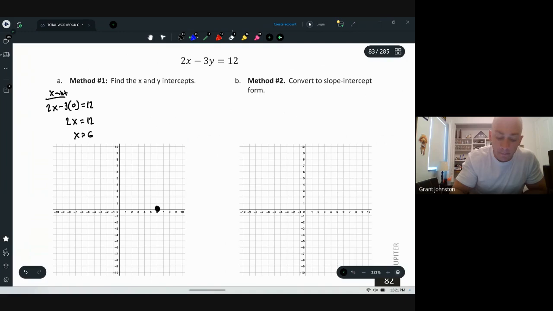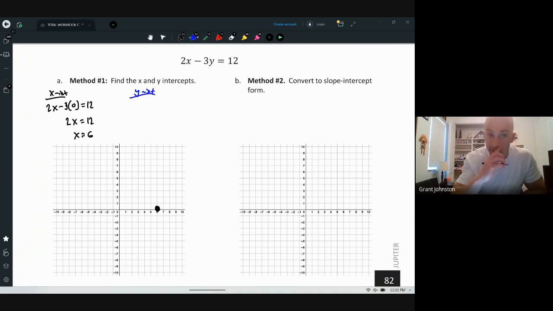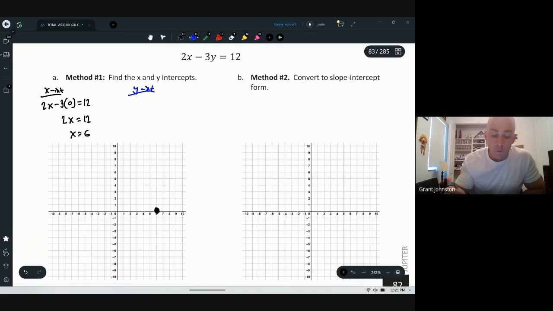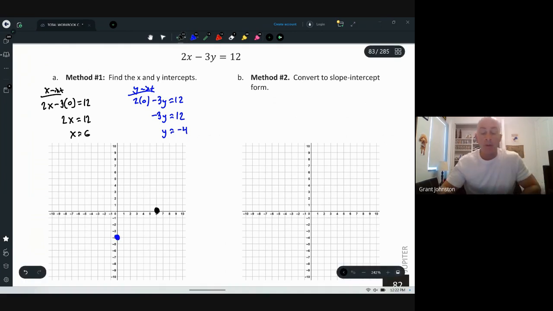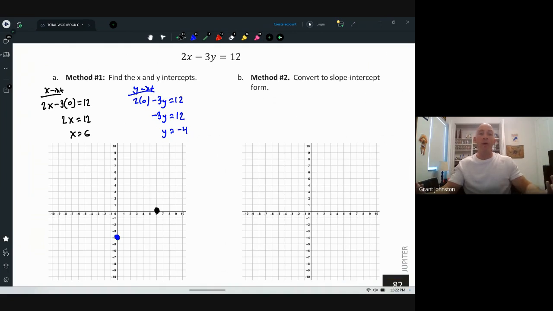Let me get the y-intercept. So plug in 0 for x. 2 times 0 is 0, so I'm left with a negative 3y. Don't forget the negative. Divide by negative 3, y equals negative 4. So the y-intercept would be at negative 4. So there you have it. We have our x and our y-intercepts. And to graph a line, you really only need 2 points. And we have our 2 points, so we can connect.